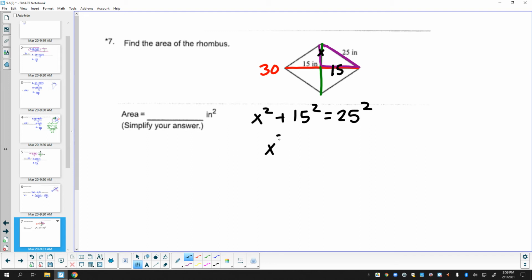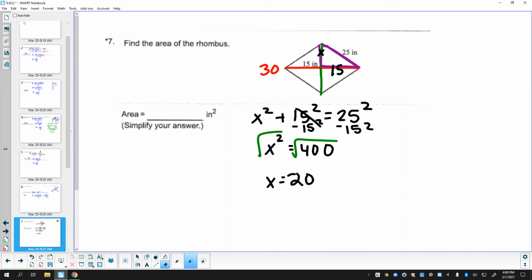So when I'm solving this, I'm going to subtract 15 squared, move it to the other side. 25 squared minus 15 squared, that's going to give me 400. And then I need to take the square root of that. So that's going to end up giving me 20. So the length of this part right here is going to be 20, which implies that this part is 20. So this entire diagonal length that runs from top to bottom is going to be 40.